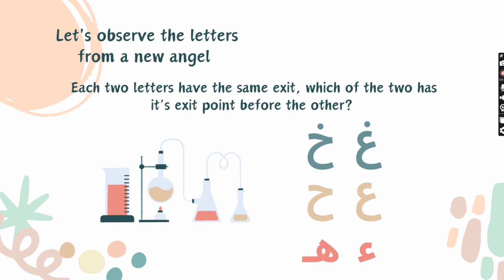Okay? So the sound passed first with the Hamza due to closing of the vocal cords, then the Ha caused by the friction of the air against the vocal cords. Okay? So try it. Let's try it together.